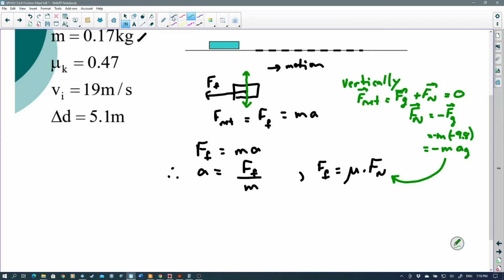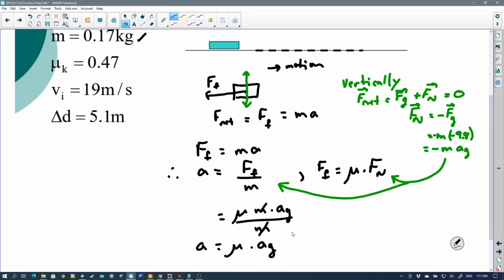And I'm doing that for a reason. Actually, we're going to put it in here because we've already isolated for a right here. We have ff that's equal to mu fn. So mu, but fn is equal to mag, all divided by m. And something interesting happens here. The two masses cancel out. So our acceleration is simply equal to the coefficient of friction times the acceleration of gravity.